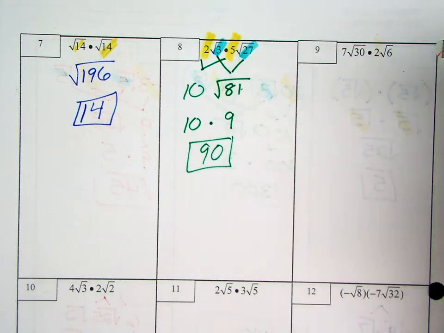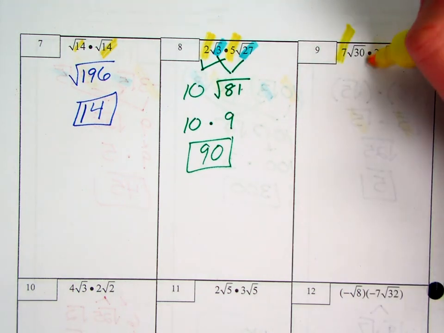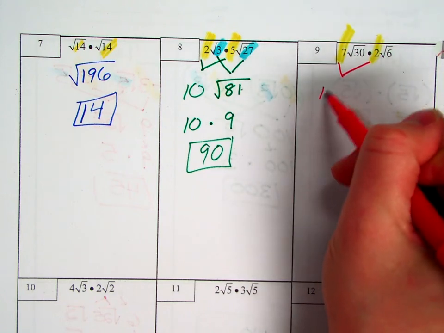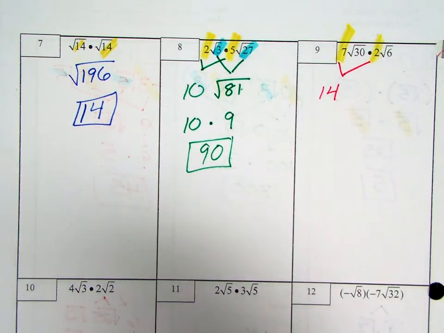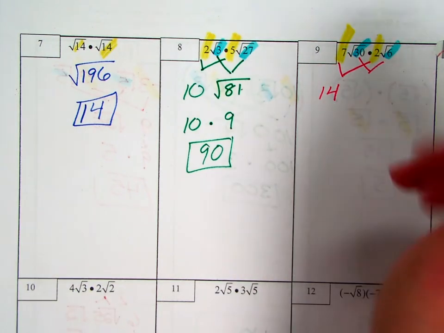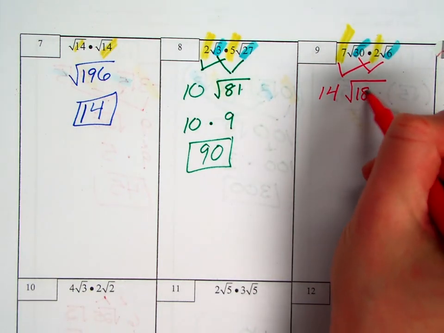All right, number 9. Same thing. There's 2 outside numbers, so we're going to go ahead and multiply those outside numbers together. 7 times 2 is 14. Then we're going to take the inside numbers and multiply those together. 30 times 6 is 180, so the square root of 180.